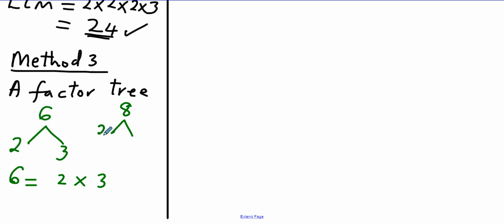8, you start with 2. 8 divided by 2 is 4. 2 is a prime number and cannot be further broken down, but 4 can be further broken down by 2. 4 divided by 2 is 2. So what does it mean? 8 equals 2 times 2 times 2. And 6 is 2 times 3. This is what we call a factor tree.